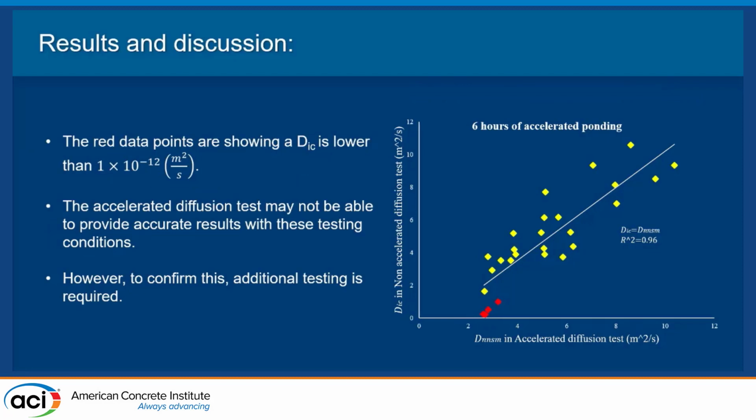However, we have some red points here that are showing a diffusion coefficient lower than 1 times 10 to the power of minus 12. So this diffusion coefficient is very low for those red numbers, and it is happening because the samples were 3 years old and they had 40% fly ash. So we are not sure how the accelerated diffusion is going to respond for these samples. We need to perform more experiments and do more studies to be able to judge these.